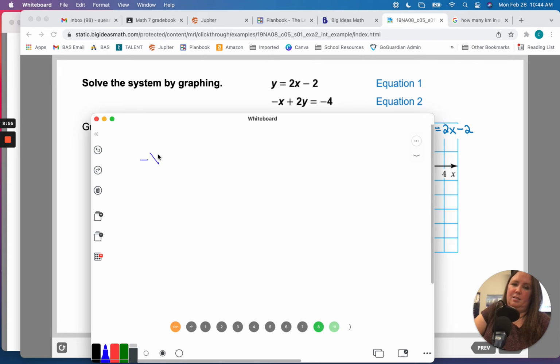Negative x. We got to put this in slope-intercept form. Negative x plus 2y equals -4. All right, so how do I move things around so that I get y by itself here? You add x. Right, so let's add x first. Okay, so that cancels. I have 2y. Okay, and remember, put the x value stuff first. So I'm just going to say x here, because it's a positive x, and then I put -4.